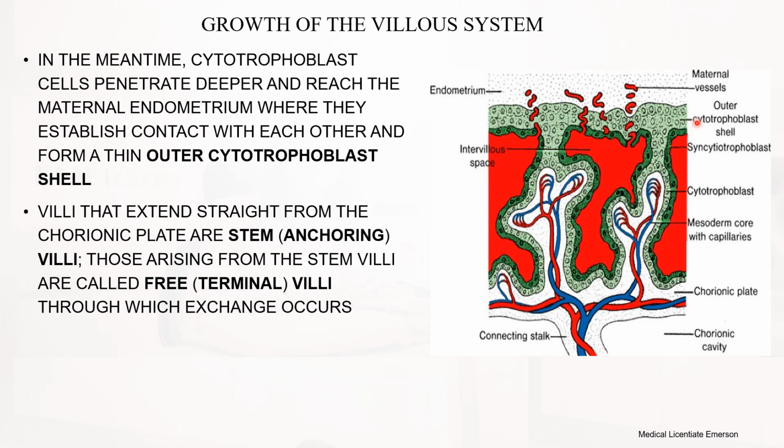The villi that extend straight from the chorionic plate are the stem or anchoring villi. This is the chorionic plate. Then those that arise from the stem villi themselves are known as the free or terminal villi, through which exchange occurs. That's what we are saying.